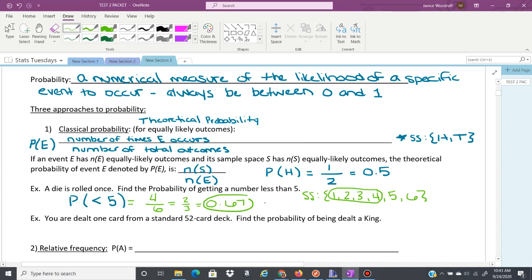What does that mean in layman's terms? If I roll a die 100 times, theoretically, 67 out of those 100 times I should get a 1, a 2, a 3, or a 4. The other 33 times, I should have a 5 or a 6. Is that what's actually going to happen? Probably not, but that's what should happen, because of the way the die is and how many chances there are to get a number less than 5.